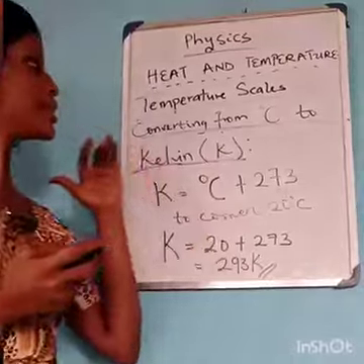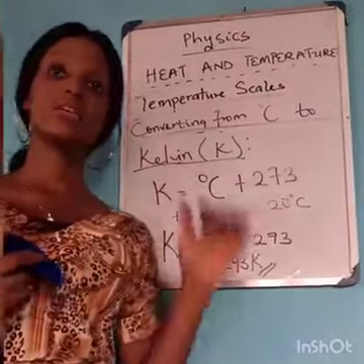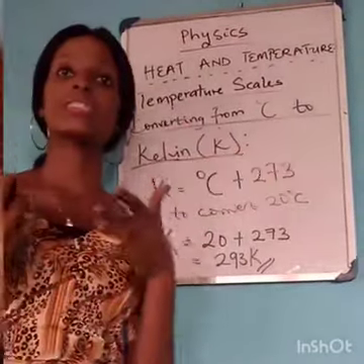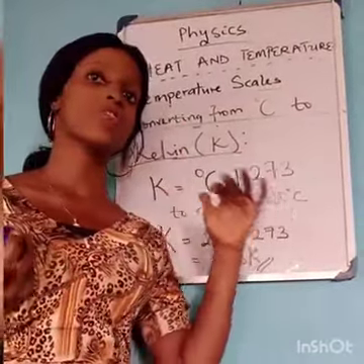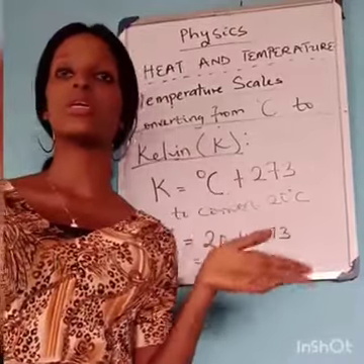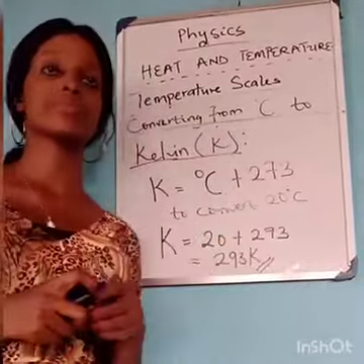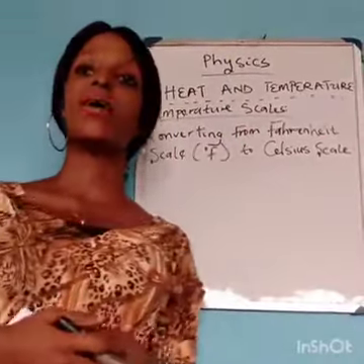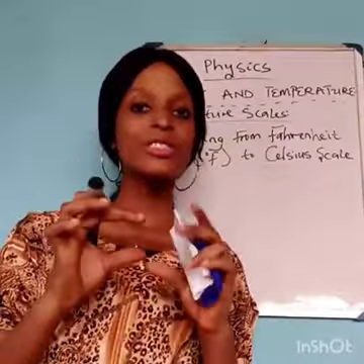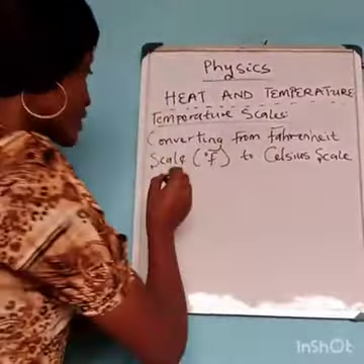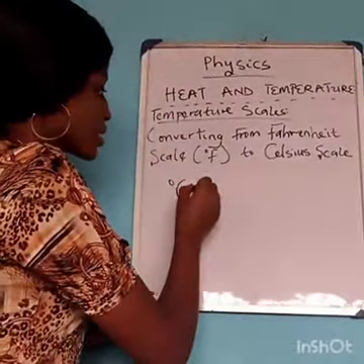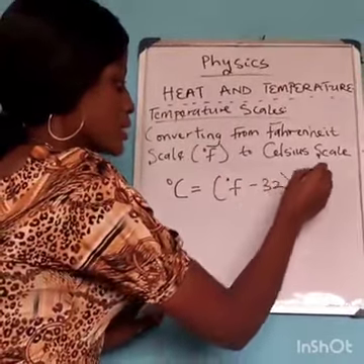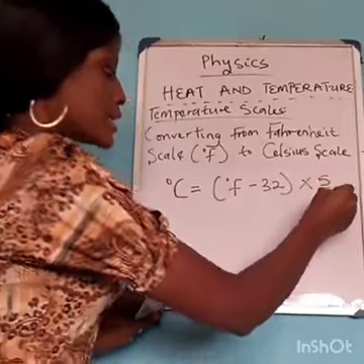This is your conversion between Celsius and Kelvin. The same way, if you're asked to convert from Kelvin to Celsius, you can simply subtract 273 from the Kelvin value and you get your value in degrees Celsius. When you're required to convert from Fahrenheit scale to Celsius scale, you can use this particular formula, which is very easy. Celsius equals Fahrenheit minus 32, times 5 over 9.